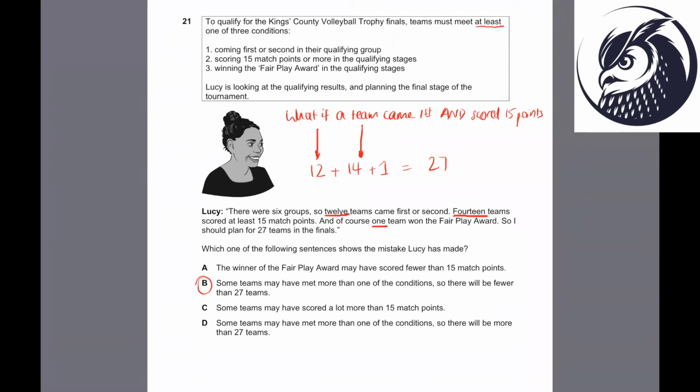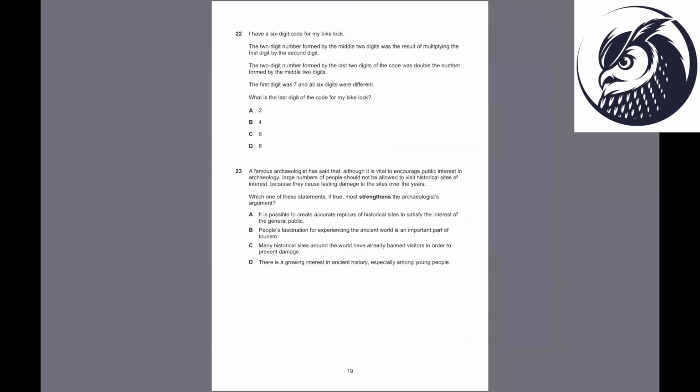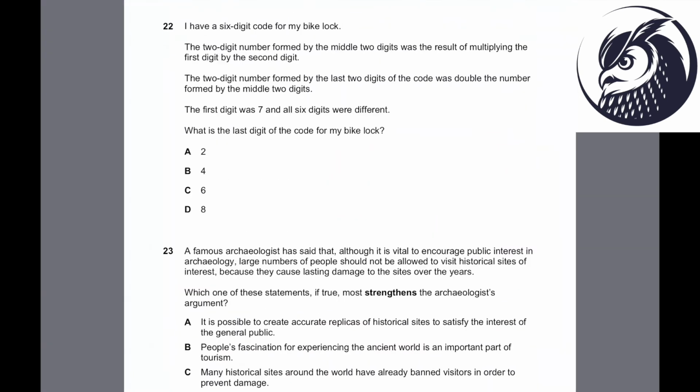So there's definitely an assumption that Lucy has made where she's just assumed that each one of these teams has only met one condition, where there definitely could have been a chance that there was a team that met more than one of the conditions. And so that is probably the best way to explain that question. We'll keep on going. Let's have a look at question 22.